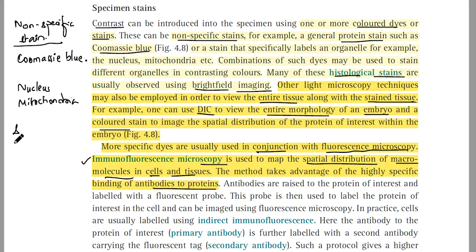So here we write that specific stains we use mainly in fluorescence microscopy, for example mainly in immunofluorescence microscopy, where we need to find out the spatial distribution of macromolecules in the cell.